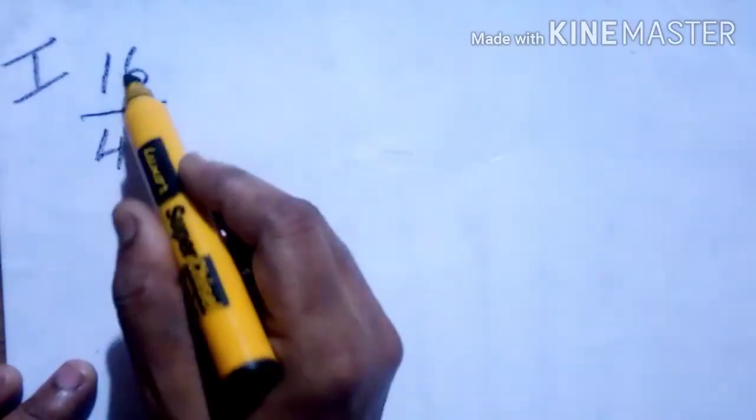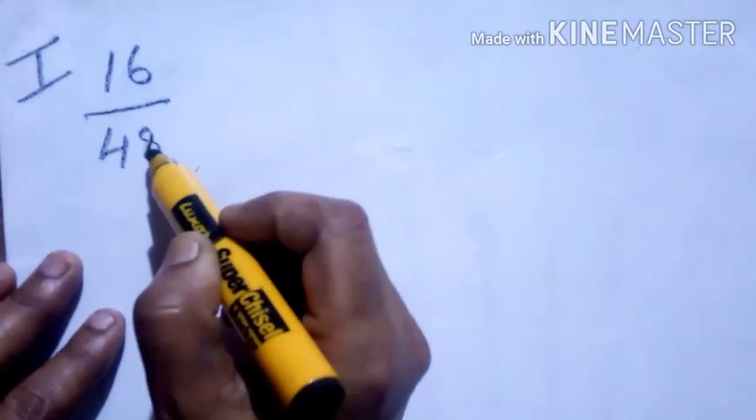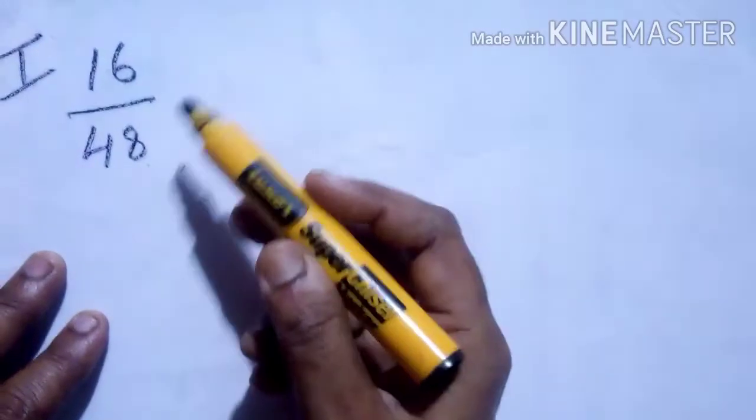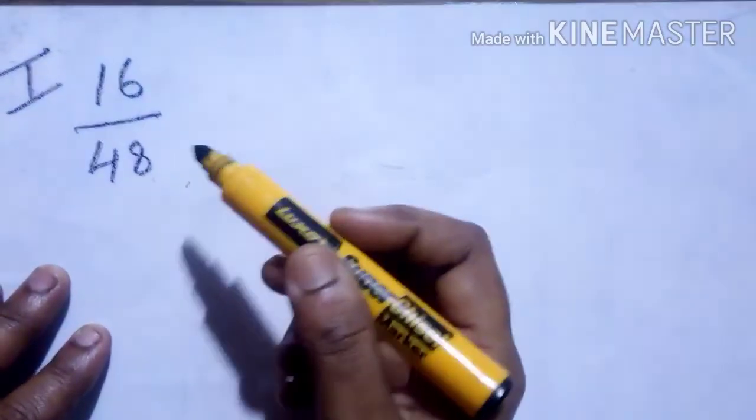Okay, 16 by 48. As I told you, you have to divide the numerator and denominator by one of their common factors till no further division is possible.